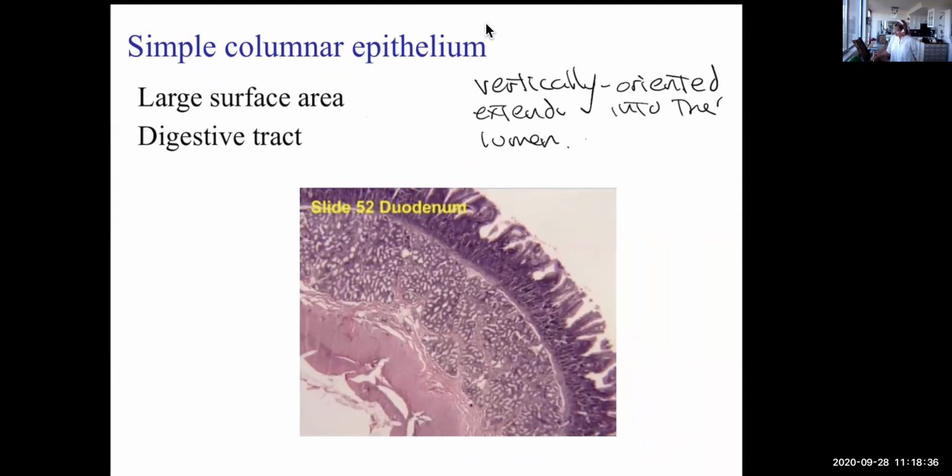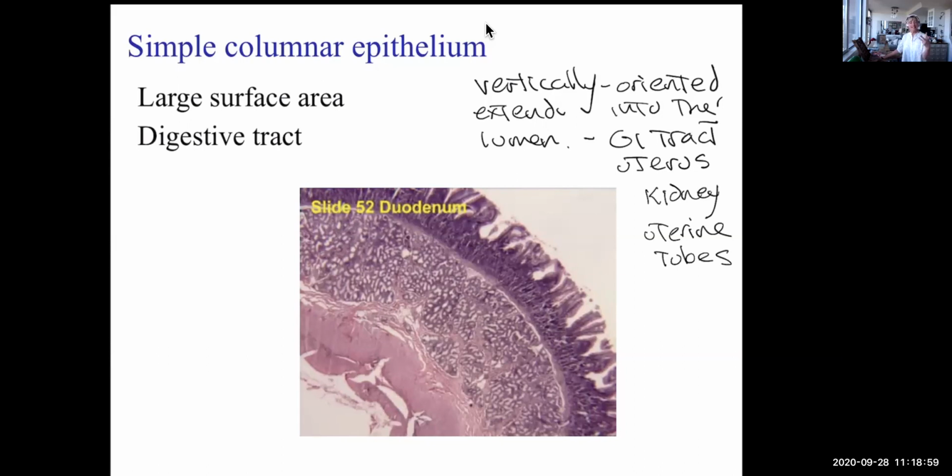So you'll find it in the GI tract, the uterus, the kidney, and the uterine tubes. And in the uterine tubes, they have cilia to move the egg down to the uterus.